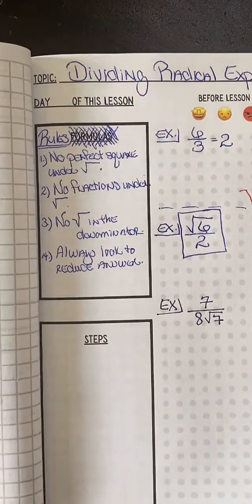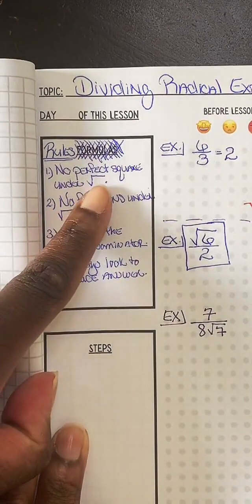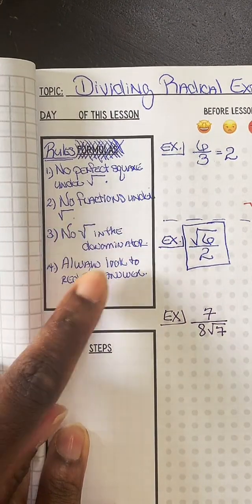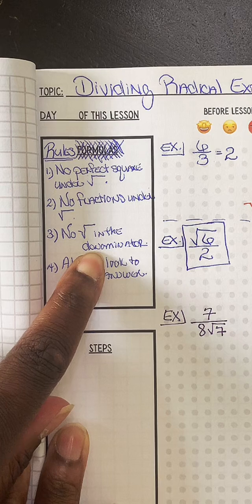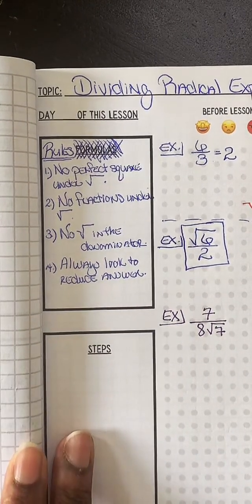The rules of the game. All right. 1, we can't have a perfect square underneath the square root. 2, we can't have fractions underneath the square root. 3, no radicals in the denominator. And 4, always look to reduce the answer. All right?